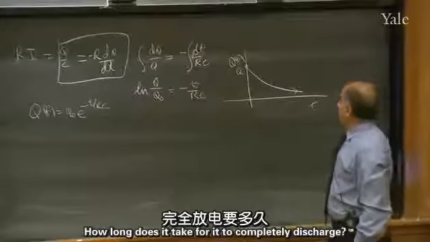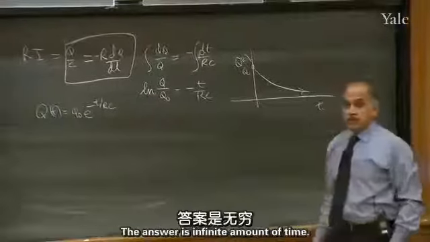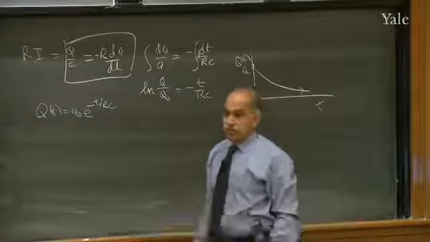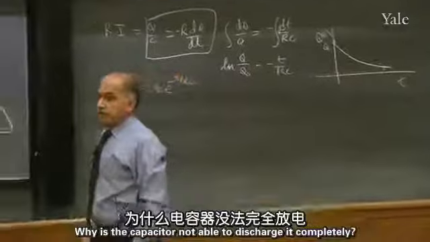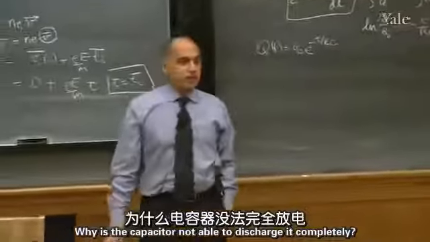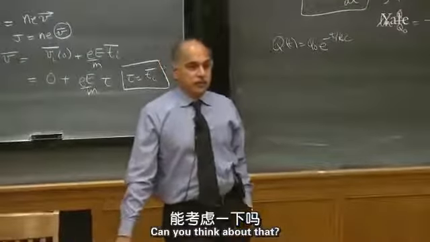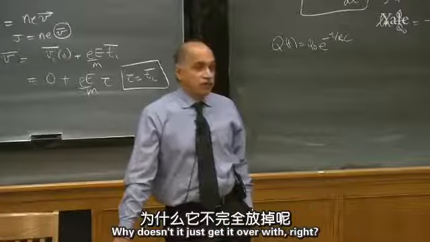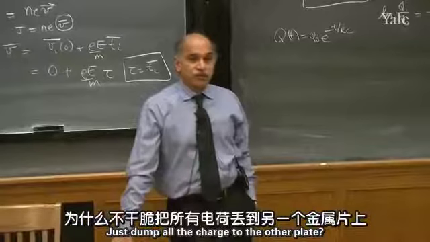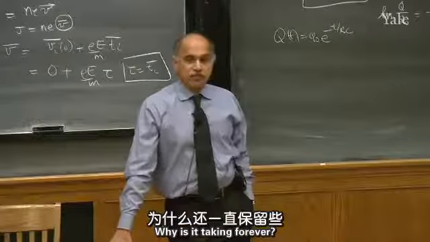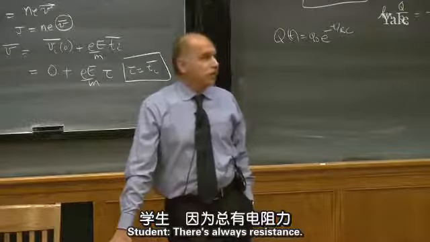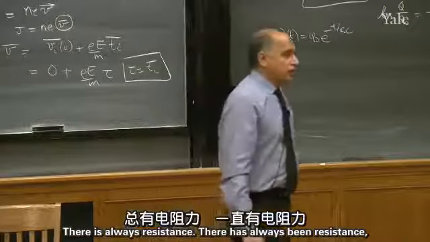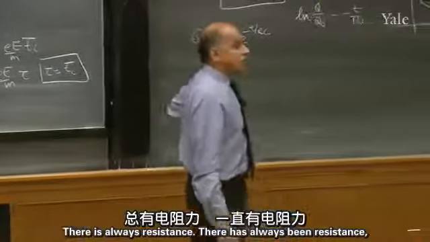How long does it take for it to completely discharge? The answer is infinite amount of time. Why is the capacitor not able to discharge completely? Can you think about that? Why doesn't it just get it over with, right? Just dump all the charge to the other plate. Why is it taking forever? There's always resistance. There has always been resistance.